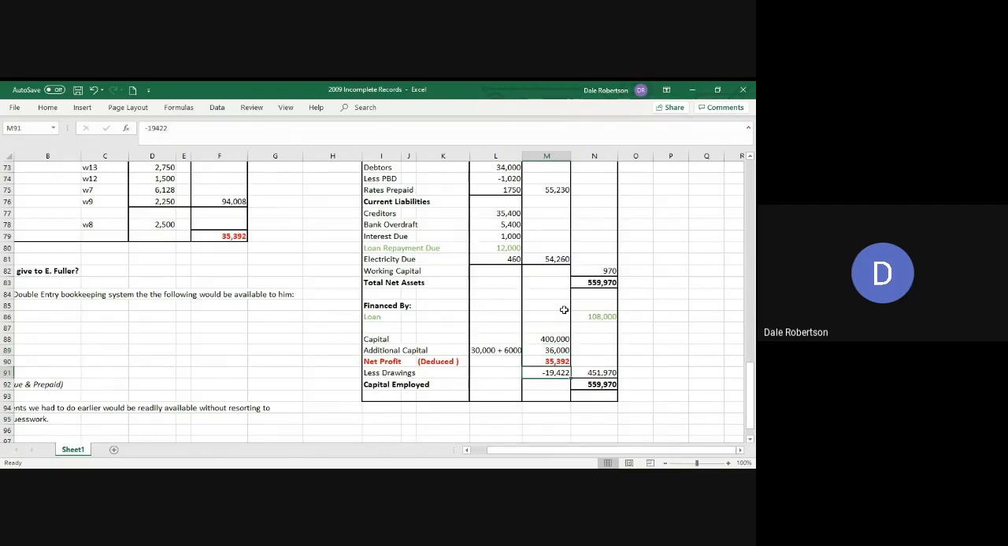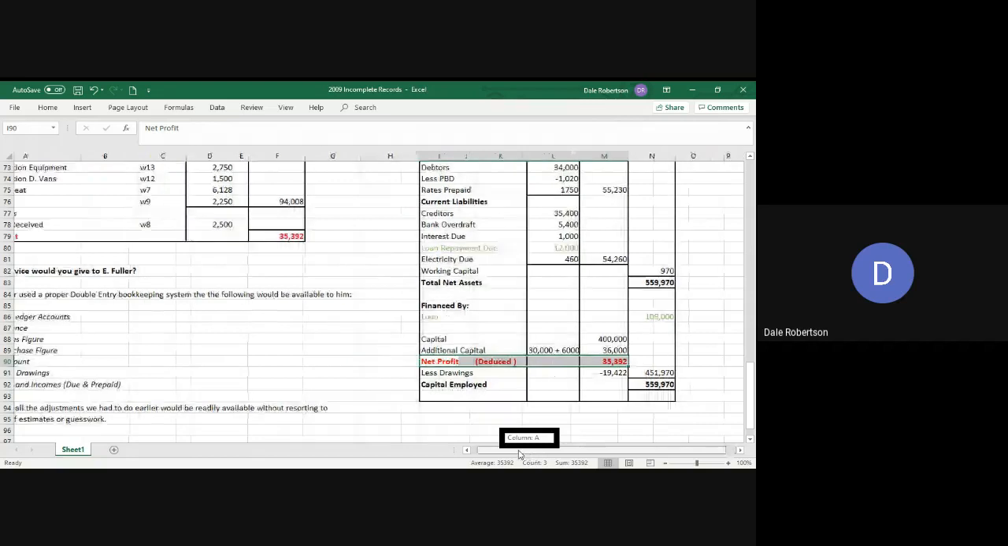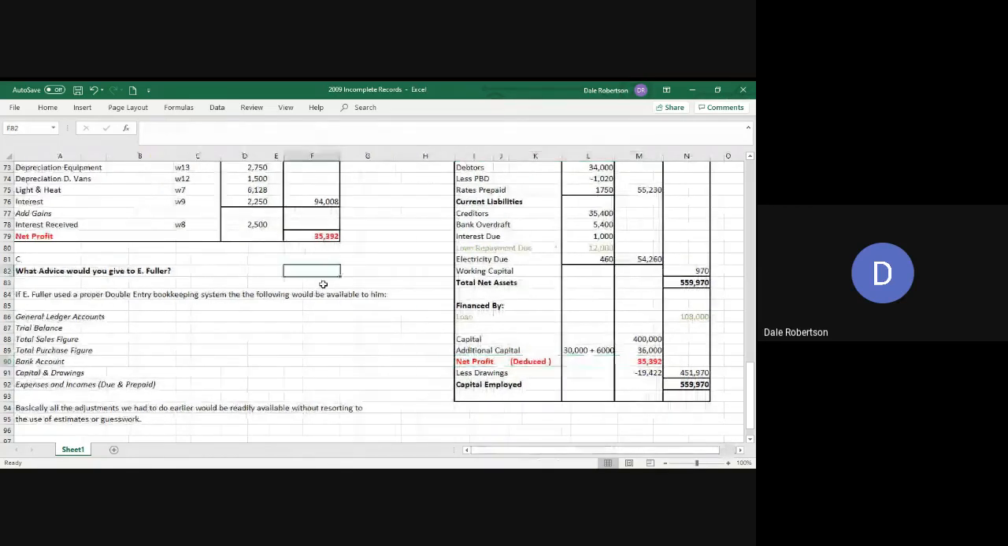Then you take away the drawings of 19,422, and all of this must match. This 559,970 must match this 559,970. So therefore, the net profit is a deduced number. It is the number that is required to make this financed by section equal the total net assets. And that in this case is 35,392. That's the number then we can go over and start our backwards system with here.